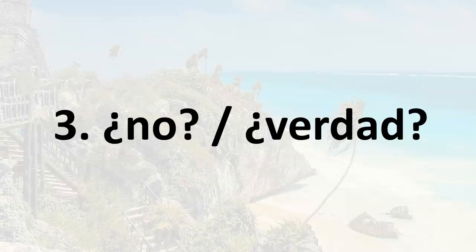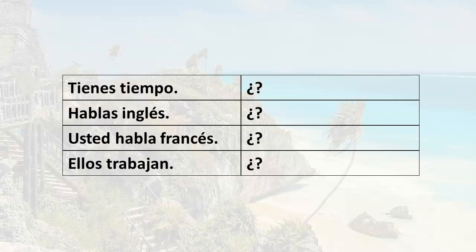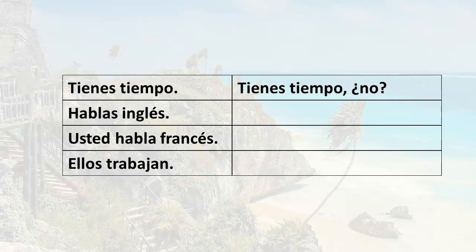And finally, our third method is to take a statement and add the question no or verdad to the end. So we have the statement, tienes tiempo, you have time. Using this method, I would say, tienes tiempo, ¿no? Which means you have time, right? Which is like saying, do you have time? ¿Tienes tiempo, no?